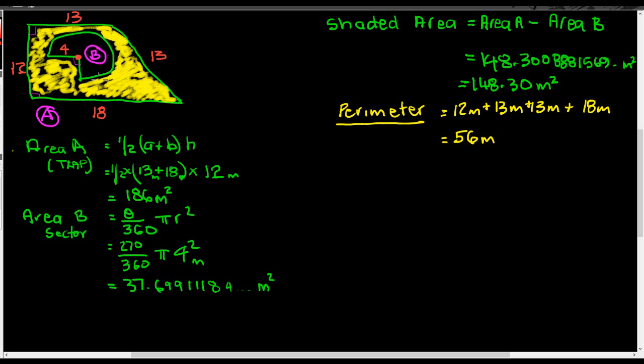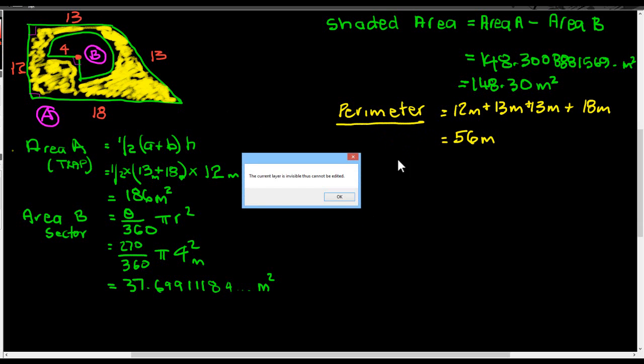37.6991184 metres squared. So the shaded area, the yellow shaded area, is area of A, 186, minus area of B, 37.6991184, which is retained in the calculator, and that comes out at 148.30088881569 metres squared. And we can see that that would come out at 148.30 metres squared.